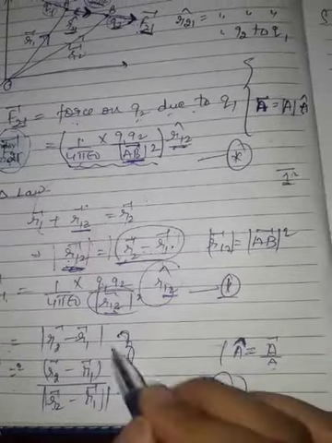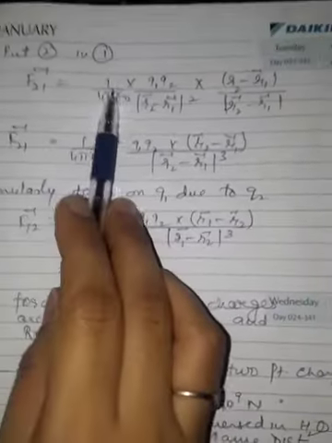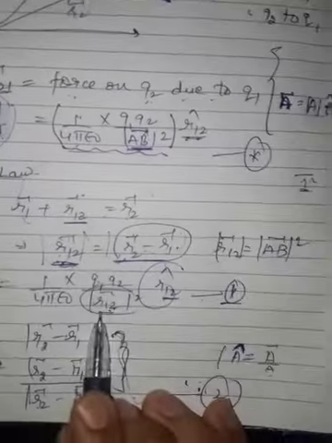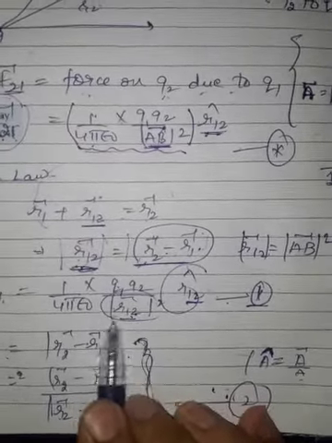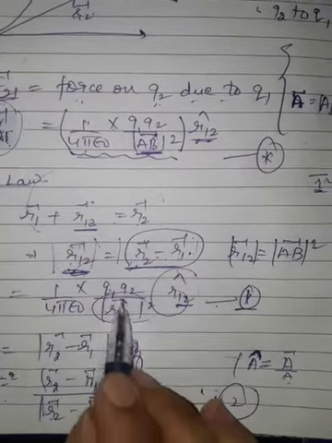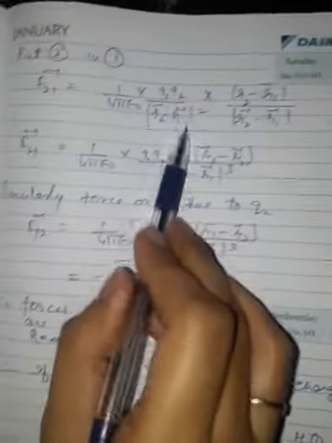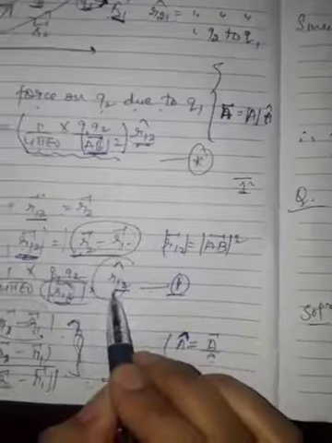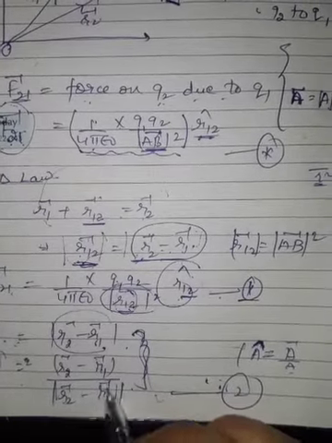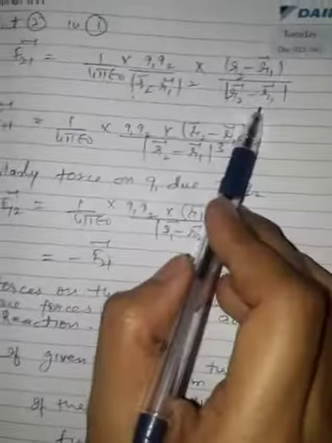Put 2 in 1. If we will put this in this equation, what will come? F21 is 1 by 4 pi epsilon naught q1 q2. What you are going to place for r12 vector? Modulus square, that is r2 minus r1 modulus square. So what you are going to place? R2 minus r1 modulus square into r12 cap. What is r12 cap? R2 minus r1 vector upon modulus of r2 minus r1 vector. You are going to put it here.